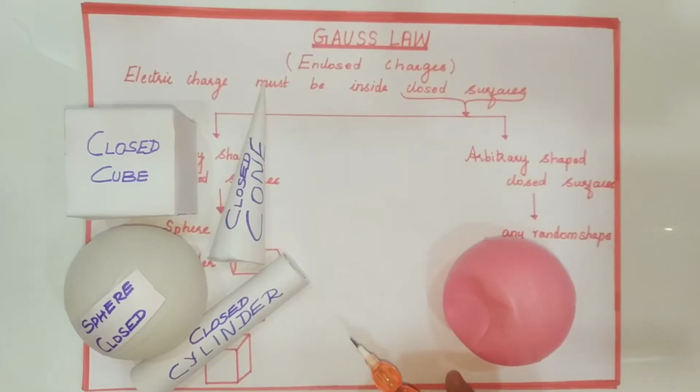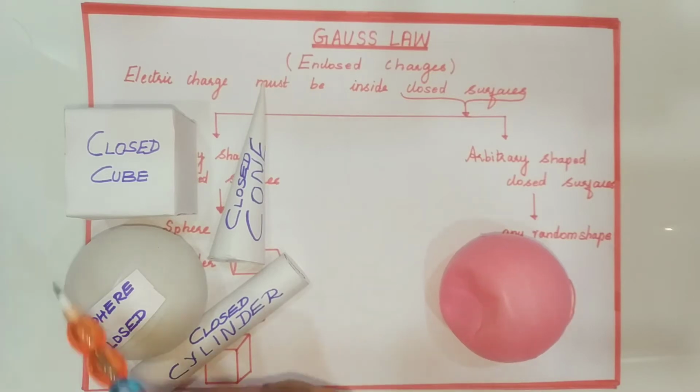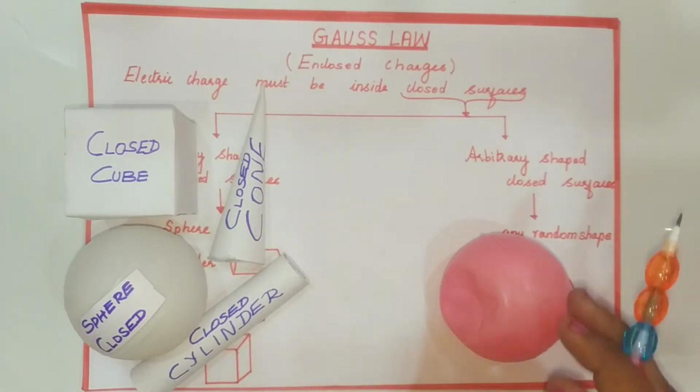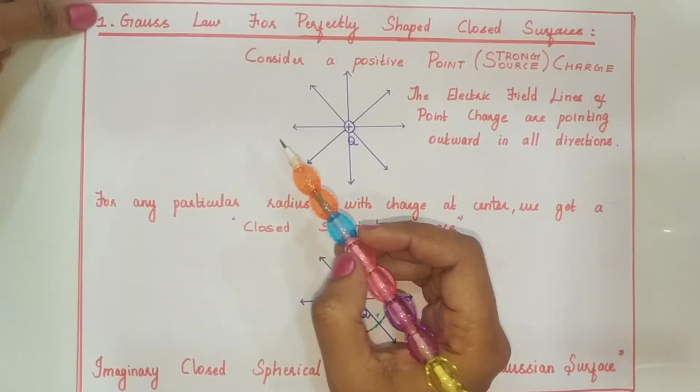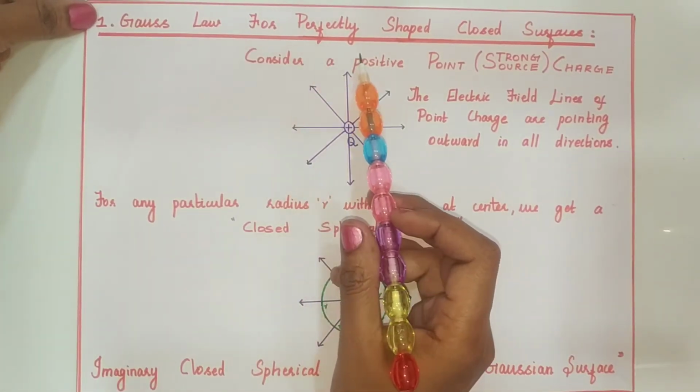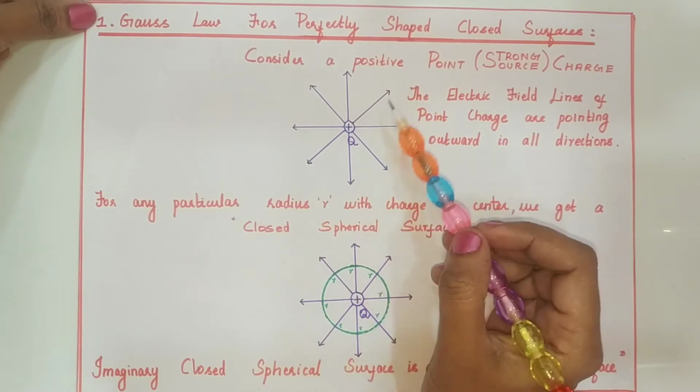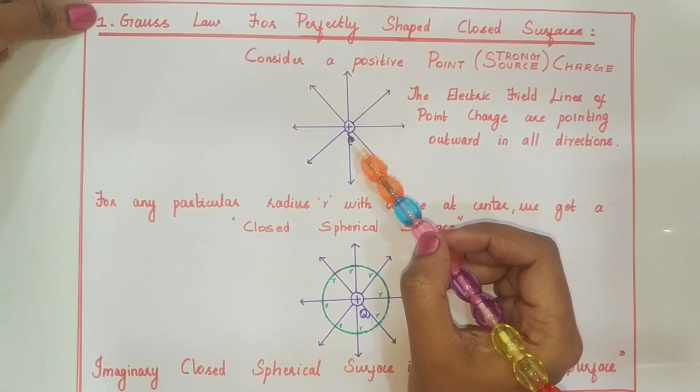And in this topic, we are going to learn how far this Gauss law is applicable to perfectly shaped closed surfaces and to arbitrary shaped closed surfaces. First, we will learn the Gauss law for perfectly shaped closed surfaces. For this, we consider a positive charge.